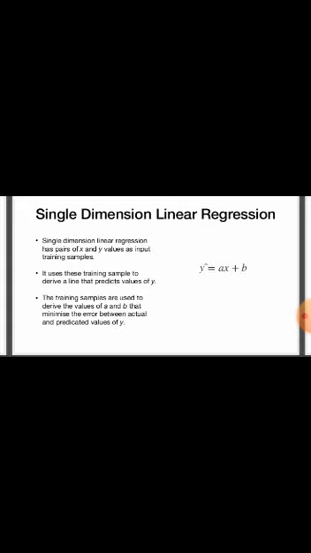Single dimension linear regression has pairs of x and y values as input training samples. It uses these training samples to derive a line that predicts the value of y. The training samples are used to derive the values of a and b that minimize the error between actual and predicted values of y. Then the equation becomes y dash is equal to ax plus b. We want a line that minimizes the error between the y values in training samples and the y values that the line passes through. Or put another way, we want the line that best fits the training samples.